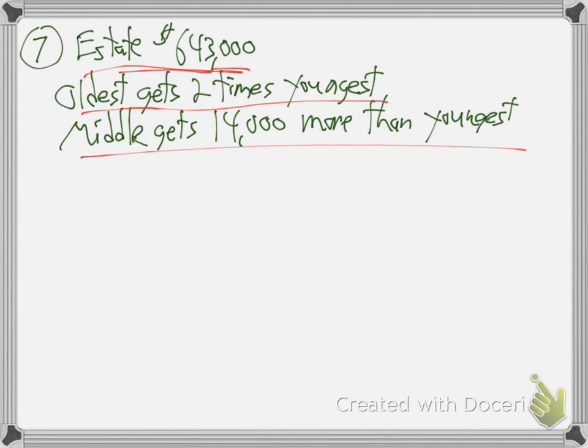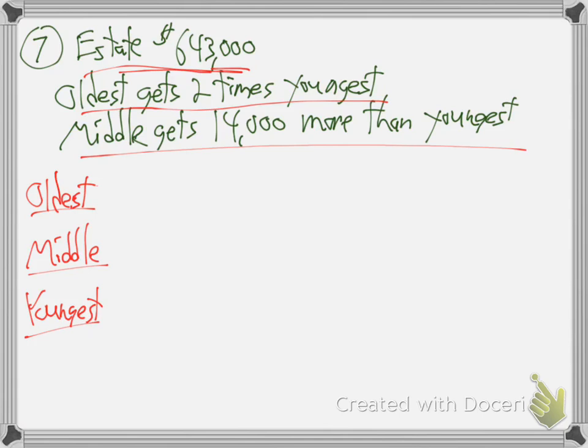So what are we going to do here? How are we going to do this? There's a lot of ways. How about I go over here on the side and I write oldest, middle, youngest. And what I could do, see how they're all referring to the youngest? So I could call the youngest Y. I mean, you could use X, but Y would be convenient. Remember it that way: youngest, Y.